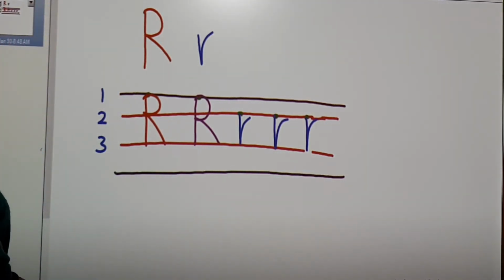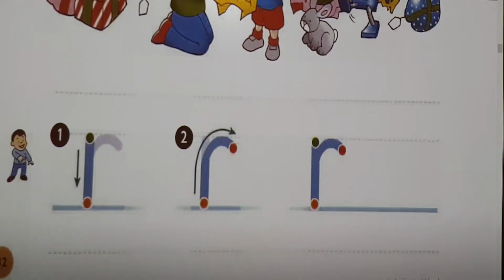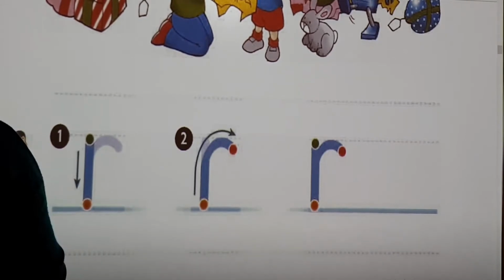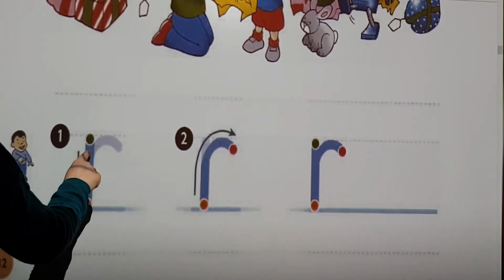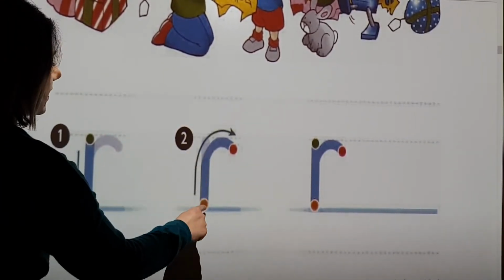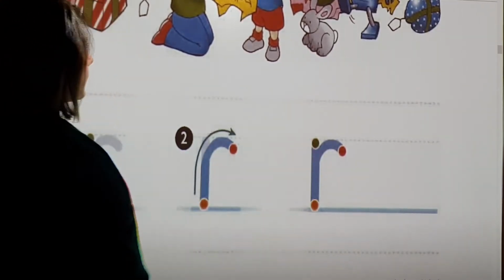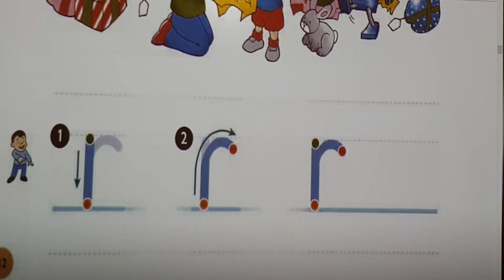Okay, now let's go back to our lesson. Let's trace R with our finger. This is a small R. Down, up, around. Down, up, around. Down, up, around.